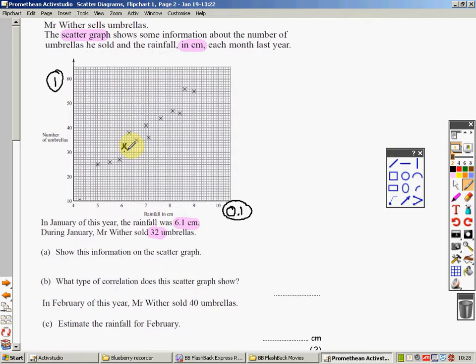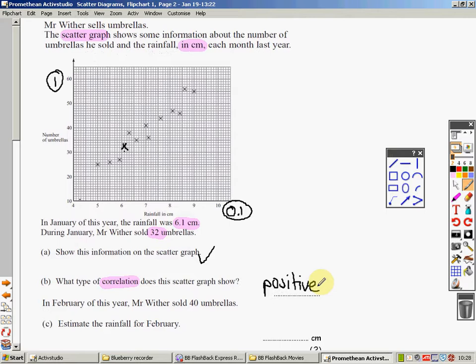Showing the information on the scatter graph. What type of correlation does it show? So this time they've already identified for you that it is correlation. You have to say, of course, that as one's going up, so is the other. So the only thing is for you to write positive. There's nothing else you can put there that will score a mark other than the word positive.